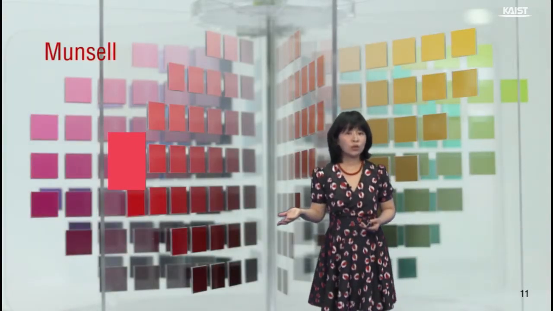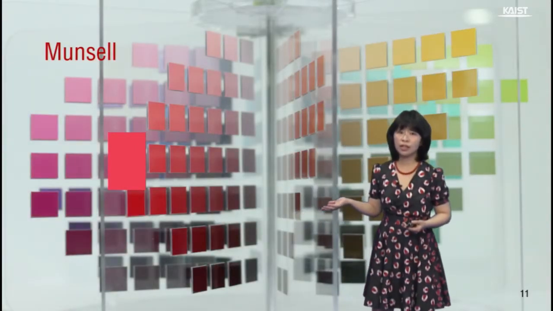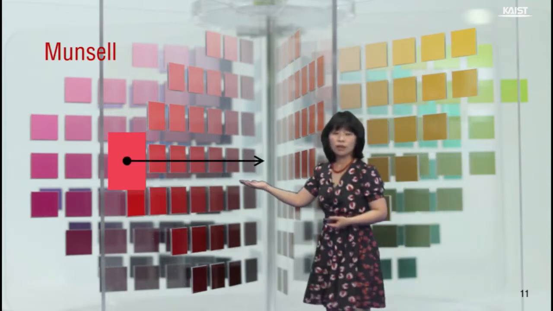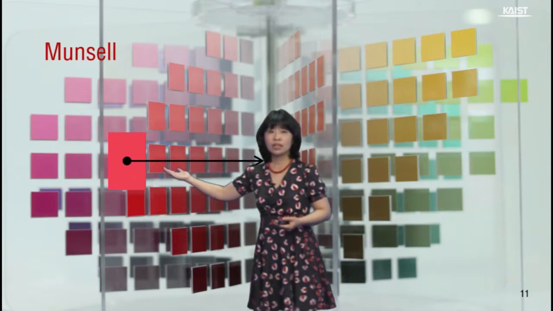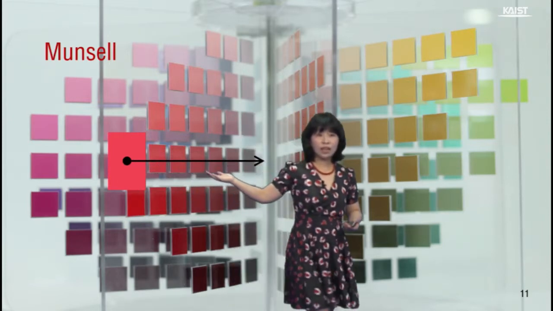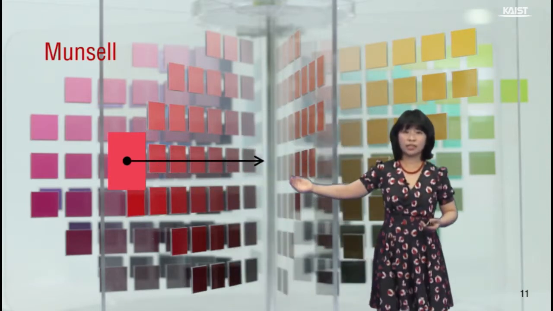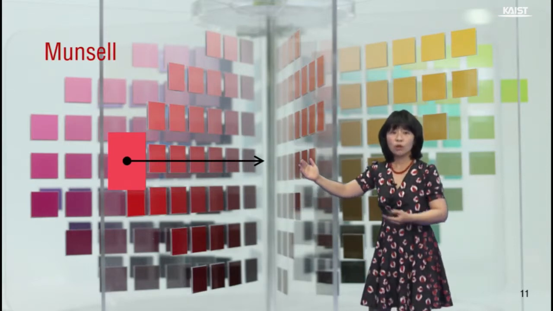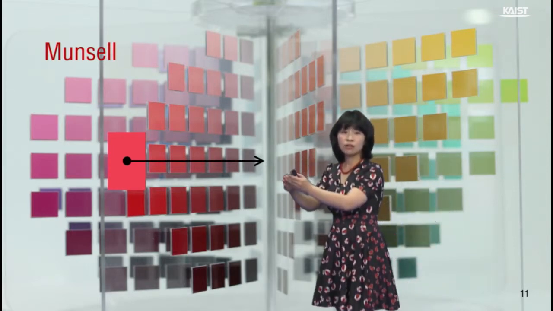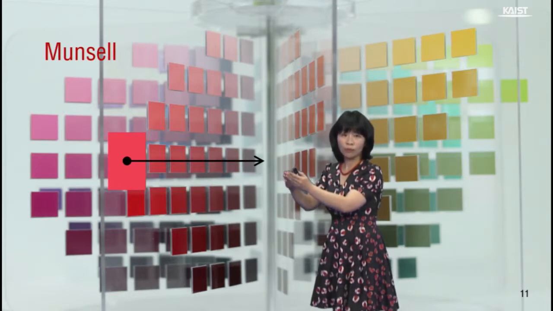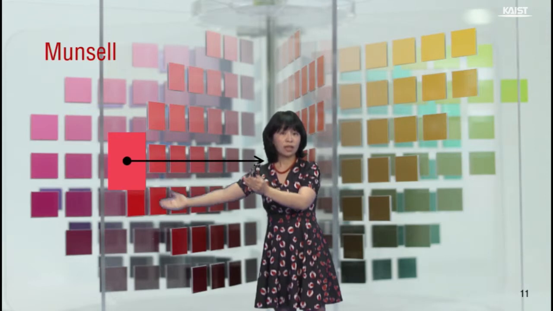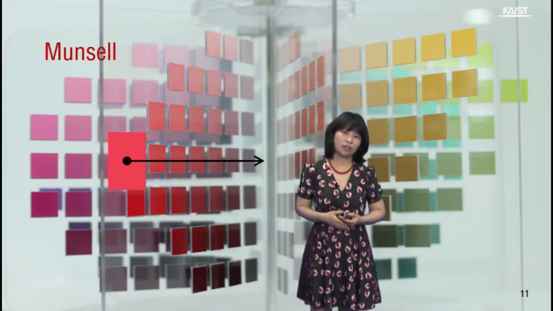Now you are presented with a chromatic image of the Munsell color system. The vividness of the red decreases as the arrow reaches the center axis. Therefore, the distance from the axis indicates the chroma. The farther a color is from the axis, the more vivid the color is.